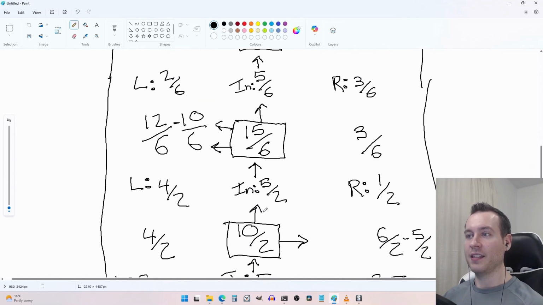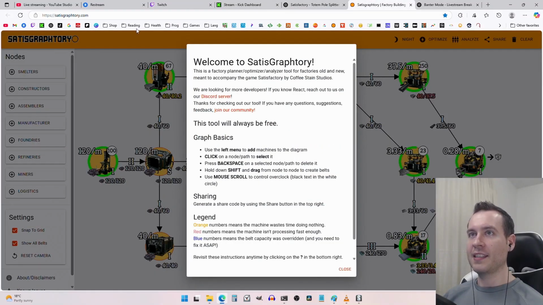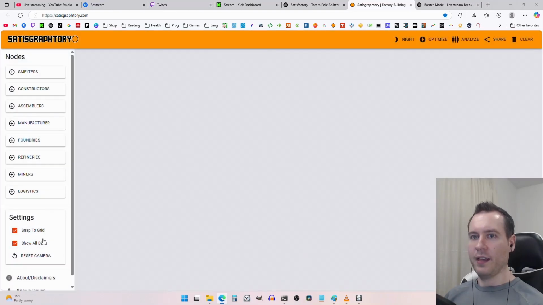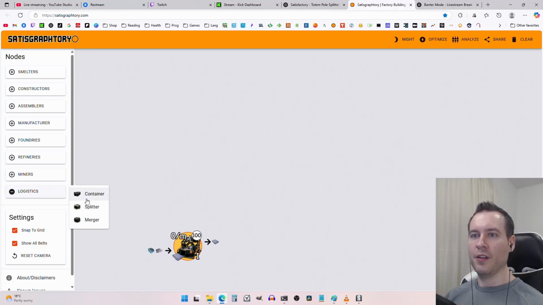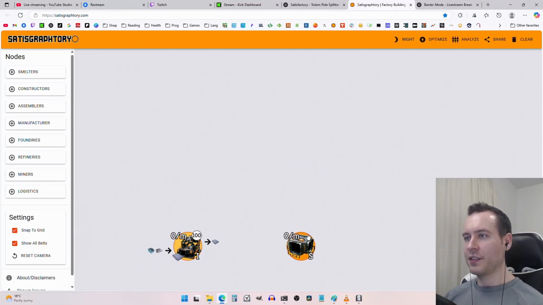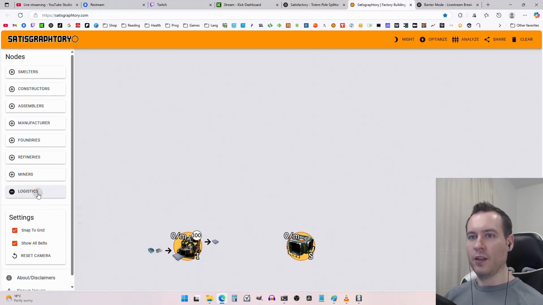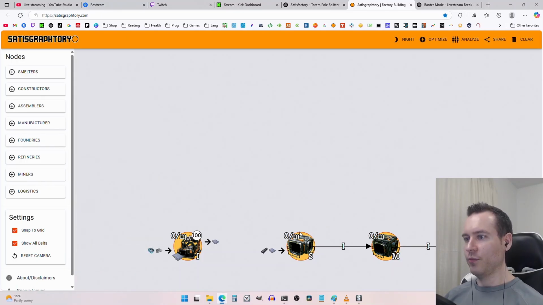Now let's convert this math into Satisgraphtery. There's this website, satisgraphtery.com, and this is a very organized way to plan out your factories. Let's close this. We'll clear what we have here, and I'll start with the input, reinforced iron plates, to the first splitter layer. This first splitter layer, let's look at our diagram. We'll say goes half to the right. So I'll make a merger. All of the upper layers will get merged down, and sent to the output, which is this modular frame.